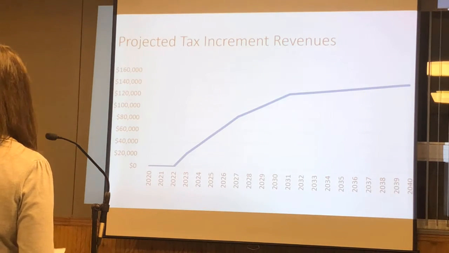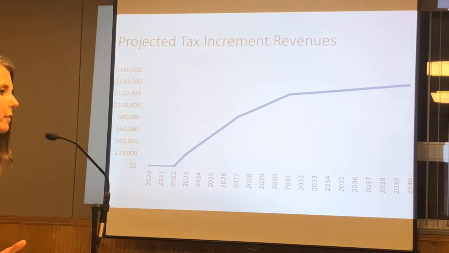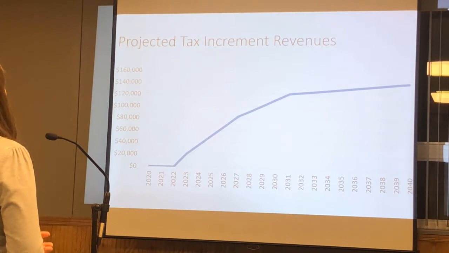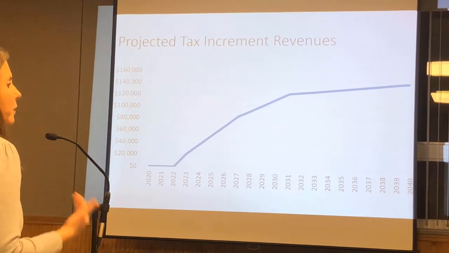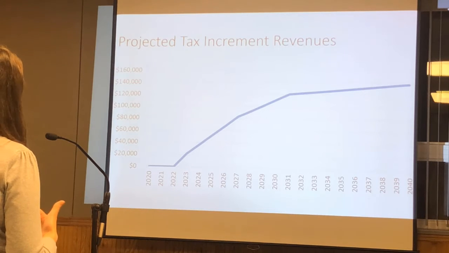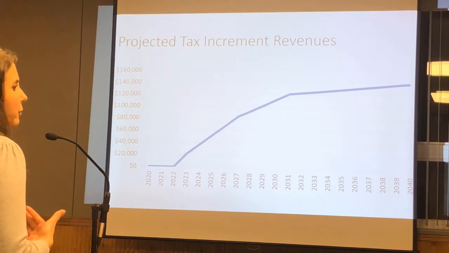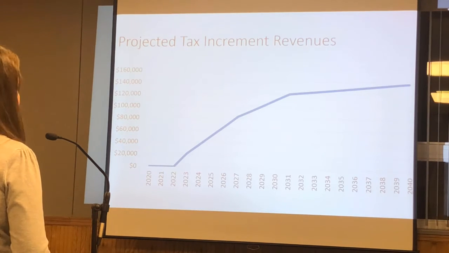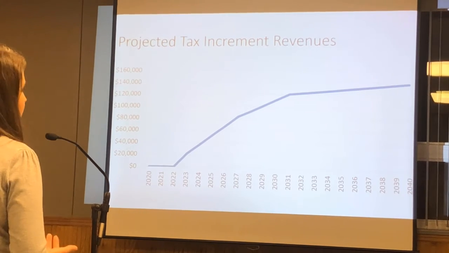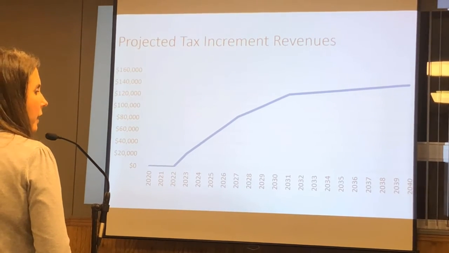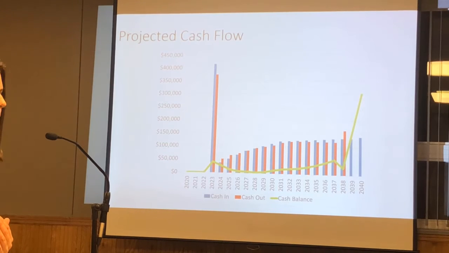And then this one just shows the revenues from that new property value. So this is the revenues that would go into the TIF district, and ultimately, at the current tax rates for all of the entities, we're looking at about $140,000 per year of additional tax revenues. This is as part of this project plan.